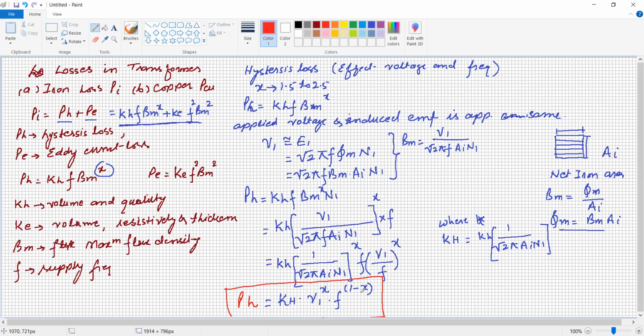It means that the relation shows that the hysteresis loss depends upon both the applied voltage as well as the frequency. If there is a change in frequency, there is a change in hysteresis loss. But if the frequency increases, the losses are going to increase. Okay, now we will see the effect of voltage change and frequency over the eddy current loss.